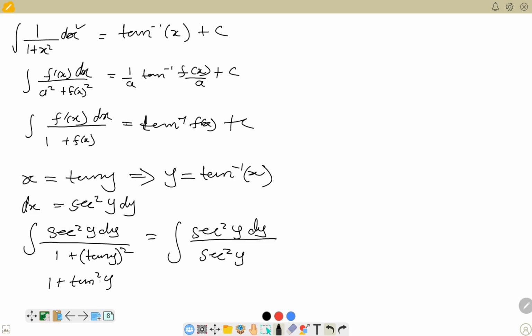This is a trigonometric identity. So we can see this cancels out now, and we are left with dy at the end. When we integrate dy, we get y plus c. We have said that y is arc tan x, so the answer is arc tan x plus c. So that's it for today.